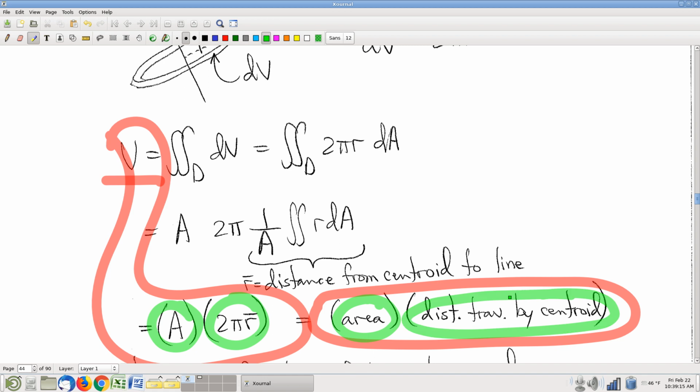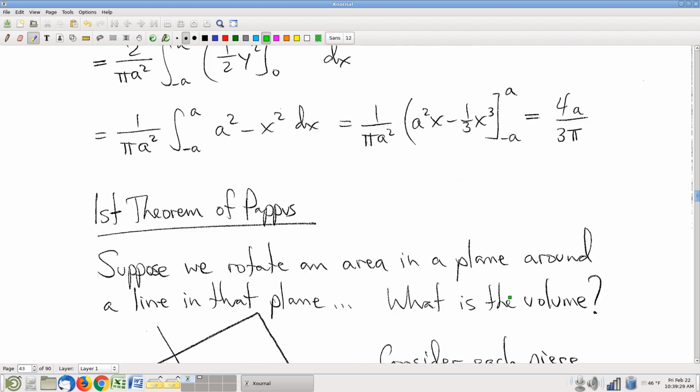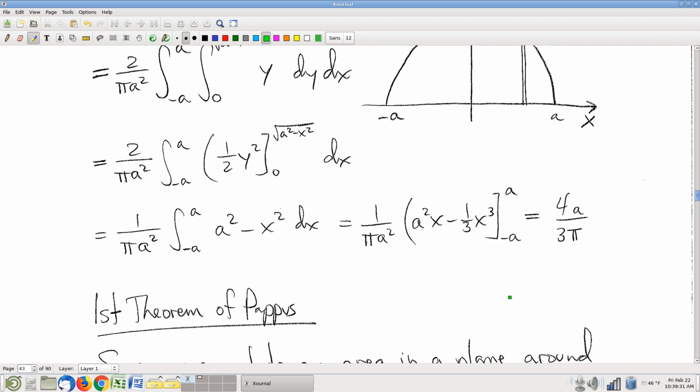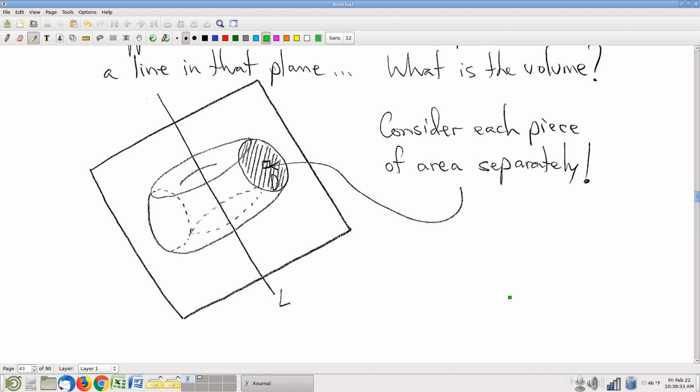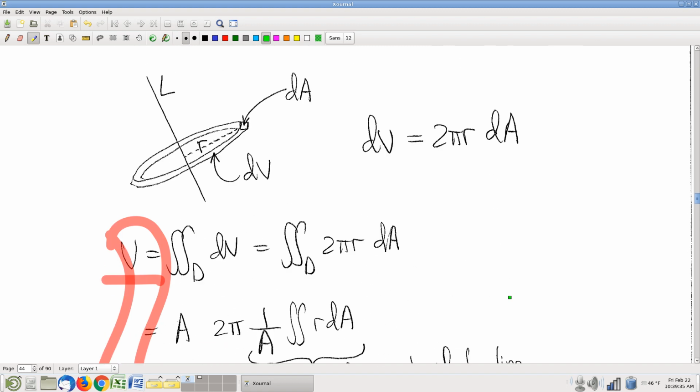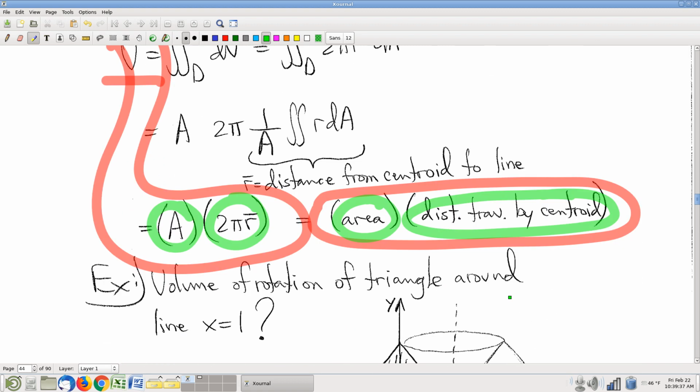So that gets us back to our original idea: look, as we drag areas, you feel like you make volumes, and volume should be area times, in some sense, the distance, but different points travel different distances. Which point do we look at? Answer, centroid. Just look at the distance traveled by the centroid.